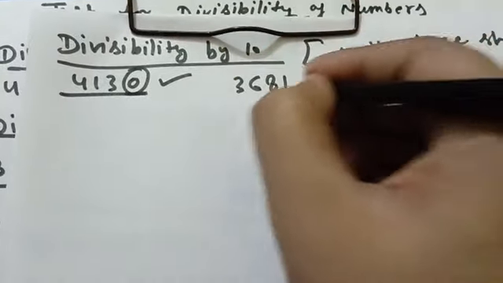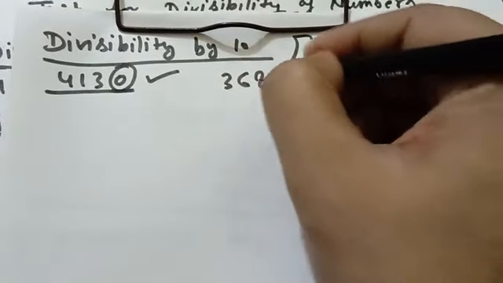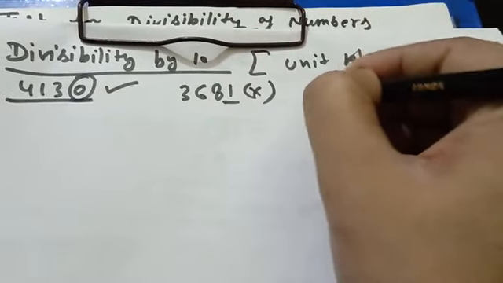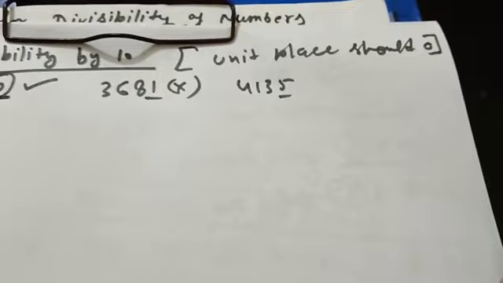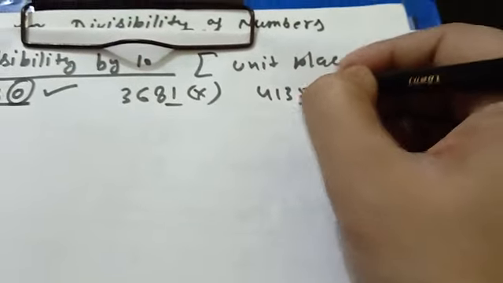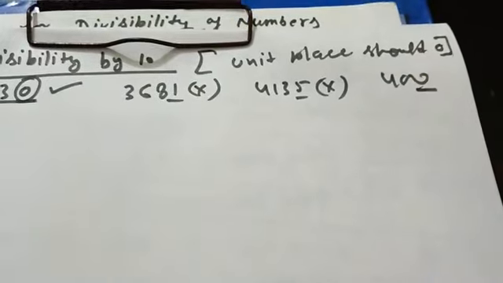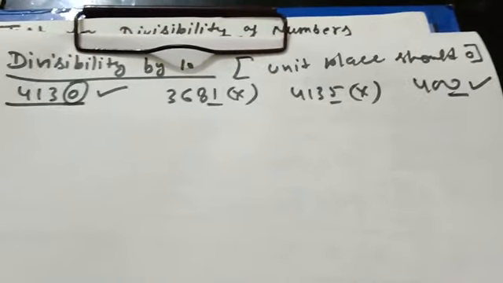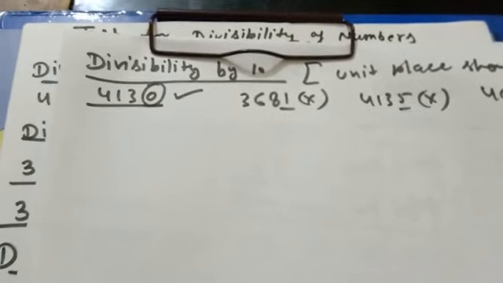Another example, see the unit place is 1, so this number is not divisible by 10. See the unit place is not 0, so this number is not divisible by 10. See the unit place is 0, so this number is divisible by 10. So we have also understood the rule of 10.